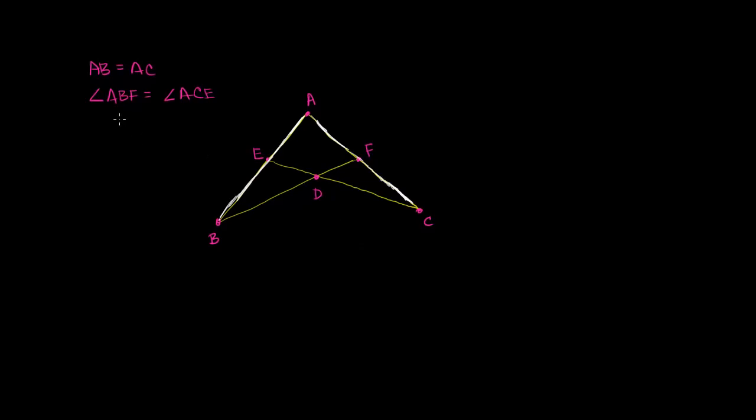And then we also know that angle ABF is equal to angle ACE. You could see their measures are equal, or this implies that they're congruent, or they have the same measures. So this angle right over here is congruent to that angle right over there, or you could say that they have the same measure.